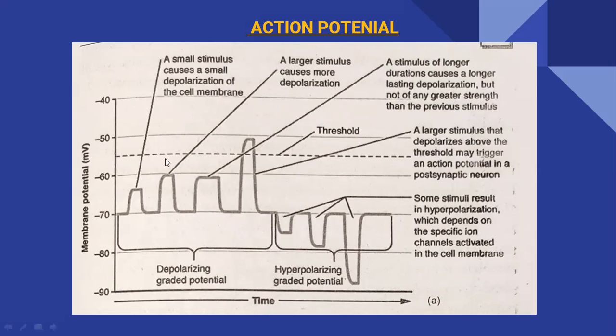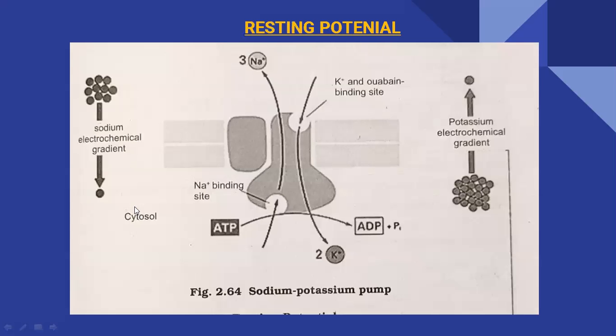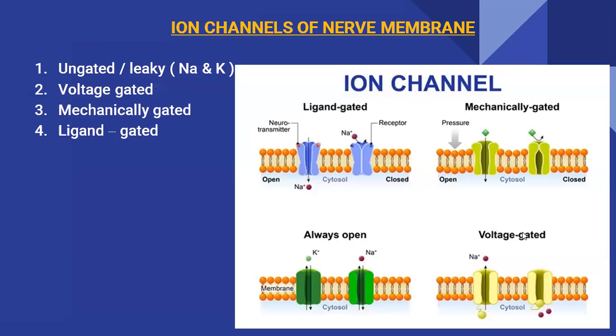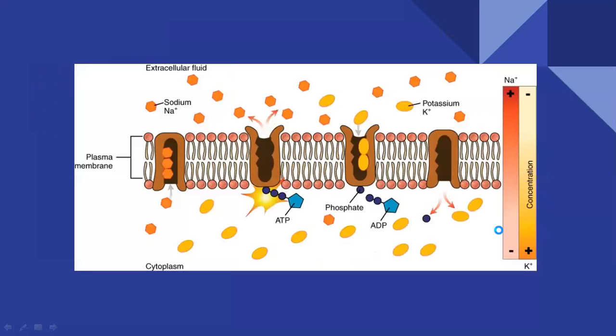When the stimulus is given to that particular neuron, the stimulus will open what we have seen: voltage gated channels, mechanical gated channels, or ligand gated channels. The stimulus could be a neurotransmitter, the stimulus could be a sensation, the stimulus could be calcium ion entry. All these are stimuli.